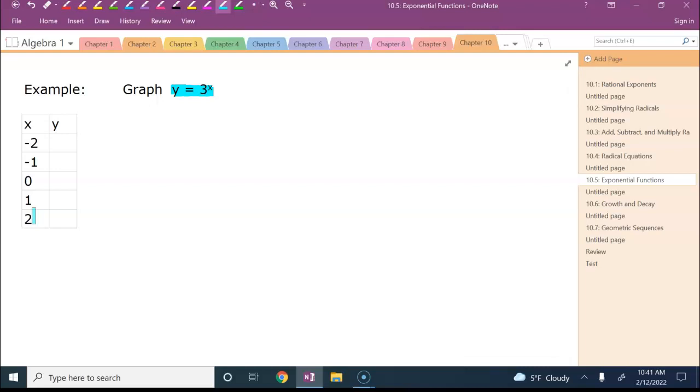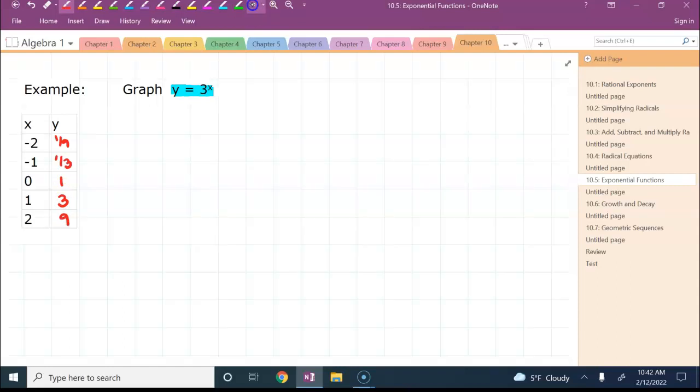So if I raise 3 to the -2 power, you will either be given a fraction or a decimal depending on how your calculator is set up. But this would be the same thing as 1 over 9, or 1/9. 3 to the -1 would be 1 over 3. 3 to the 0 power would be 1. 3 to the first would be 3, and 3 squared would be 9. And you could keep looking at more points if you wanted to.